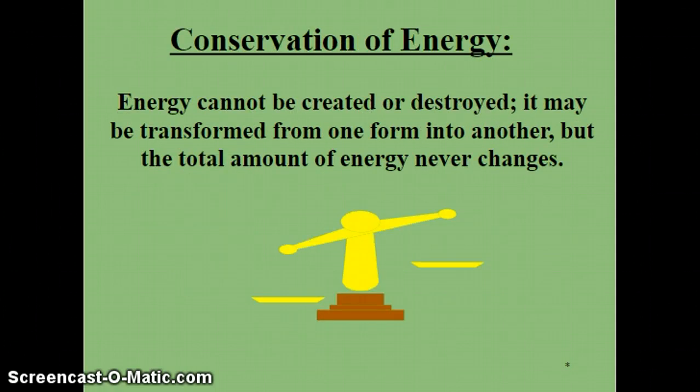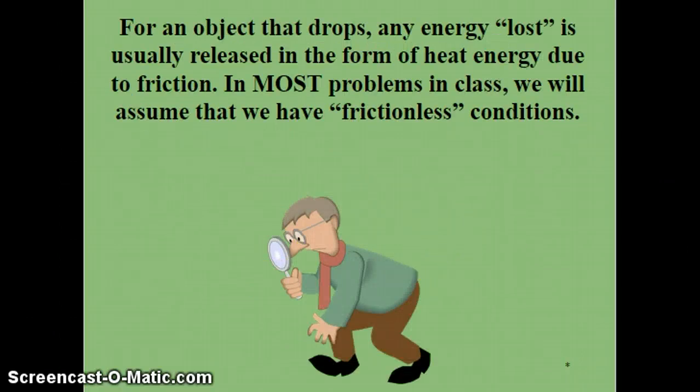Now, the conservation of energy simply states that energy cannot be created or destroyed. It can transfer from one form to another, but the amount of energy that you have does not change. In a lot of realistic examples, it might appear that energy is lost, but usually that is lost in the form of heat energy due to friction. If we're doing any problems in here, we'll most likely be assuming frictionless conditions, so that you can make the assumption that there is a total energy transfer from one form to another.